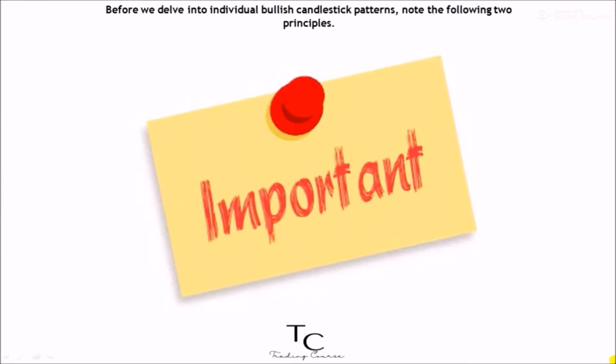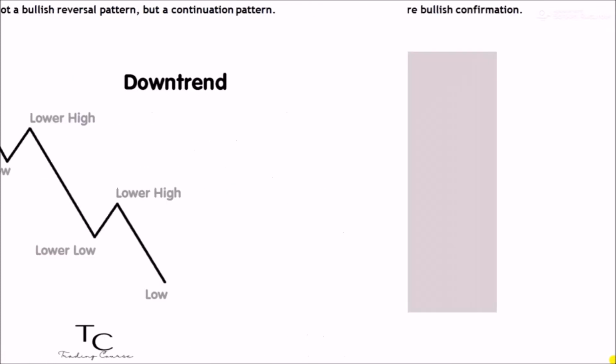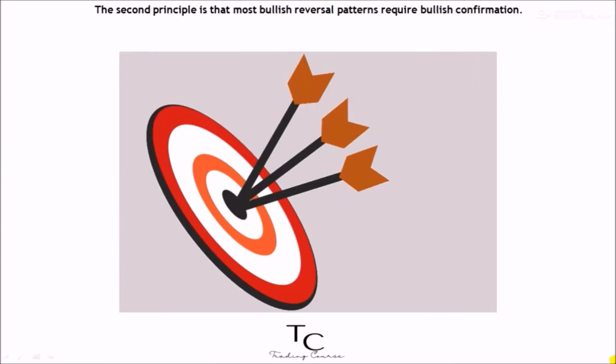Before we delve into individual bullish candlestick patterns, note the following 2 principles. The first principle is that bullish reversal patterns should form within a downtrend. Otherwise, it's not a bullish reversal pattern, but a continuation pattern. The second principle is that most bullish reversal patterns require bullish confirmation.